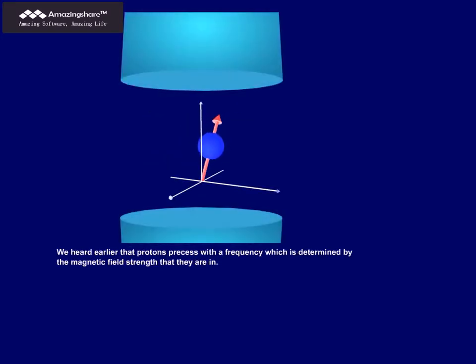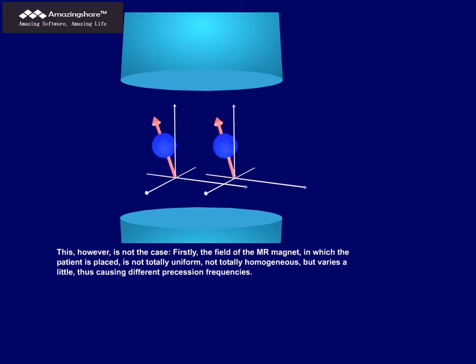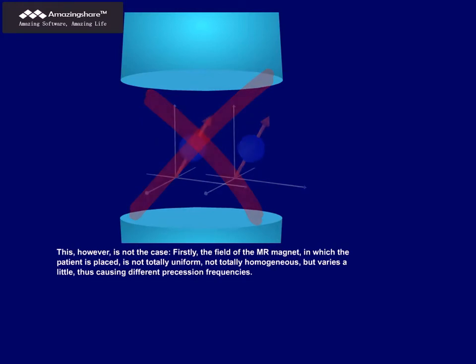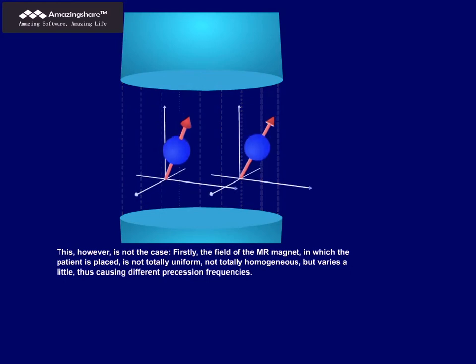We heard earlier that protons precess with a frequency which is determined by the magnetic field strength that they are in. And all the protons should experience the same magnetic field. This, however, is not the case. Firstly, the field of the MR magnet, in which the patient is placed, is not totally uniform, not totally homogeneous, but varies a little, thus causing different precession frequencies.